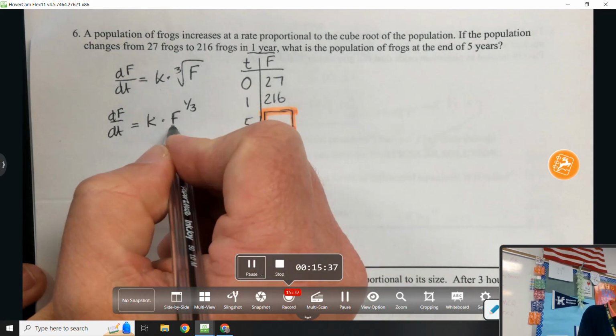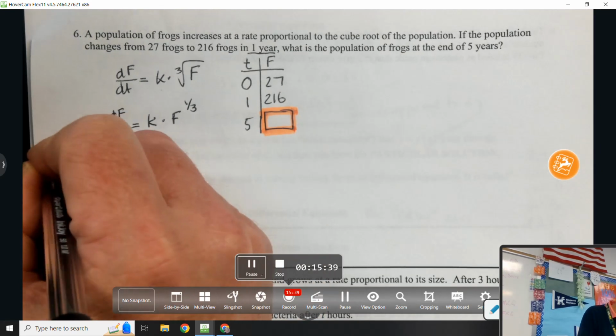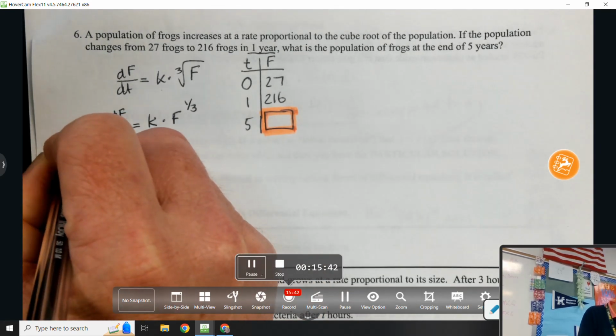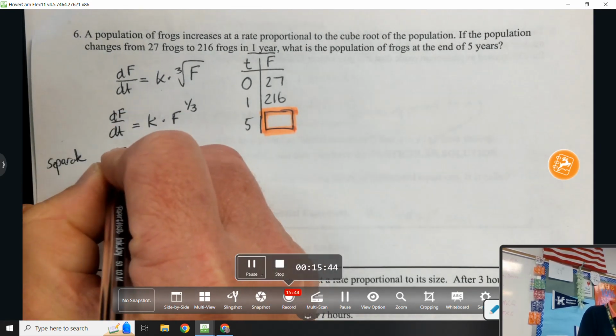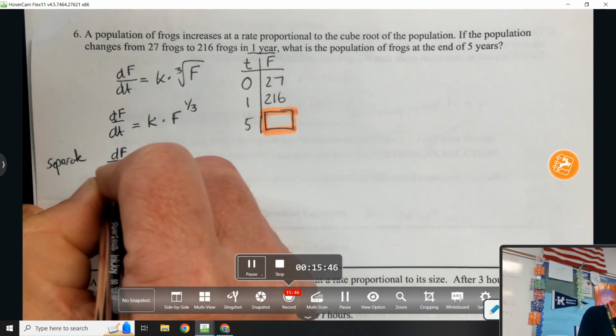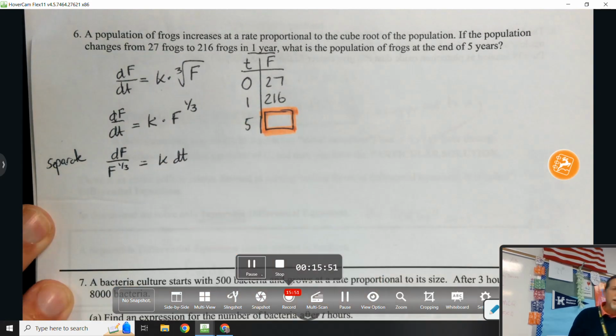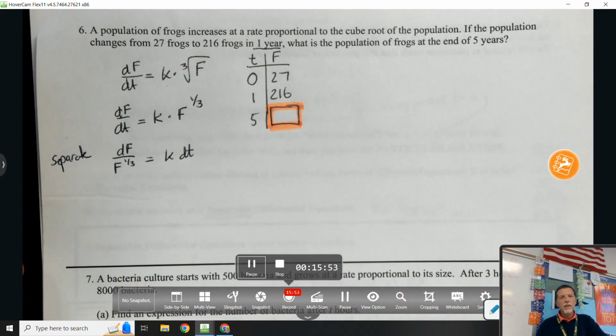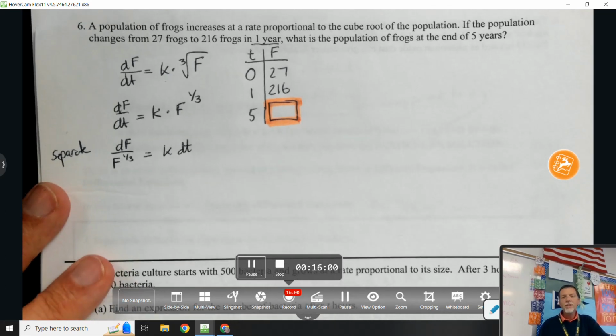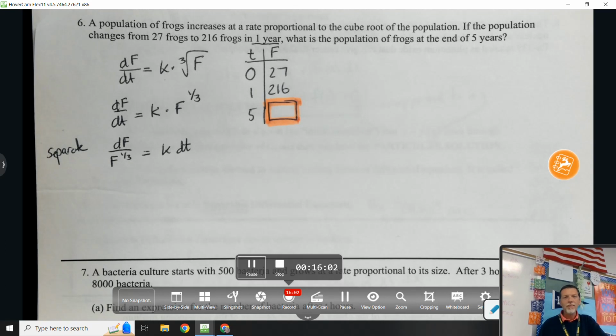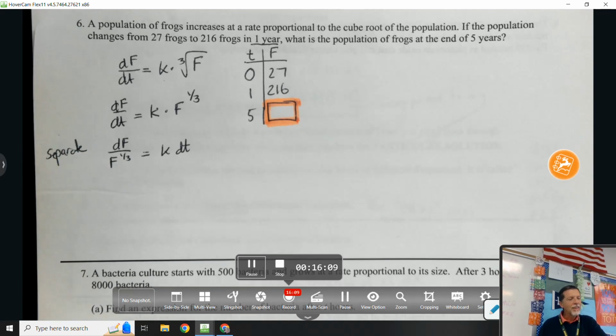Let's move the f over. This is the separate step. So df over f to the 1/3 equals k dt. Again, that almost always gets you a third or a fourth of the points. That gets you a point on the AP test. You're like, wow, all he did was one little algebra step. It's that important that they want to see it, and they'll give you a point for it.